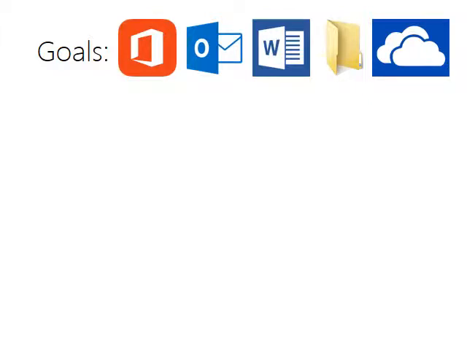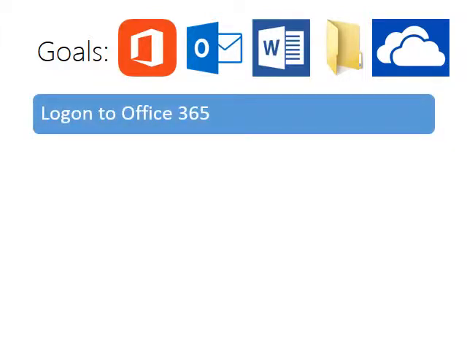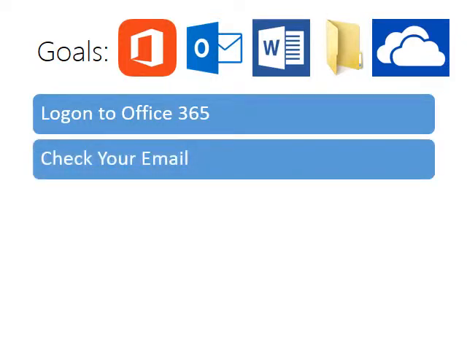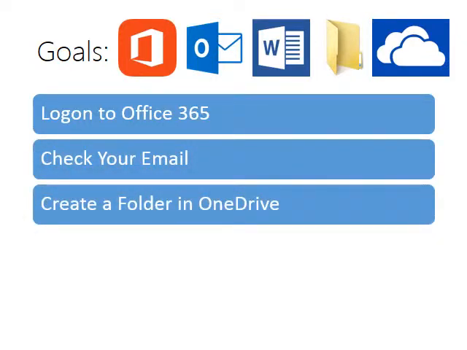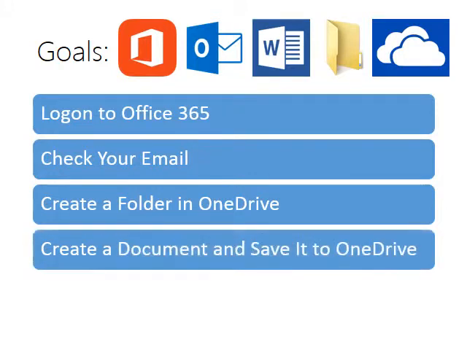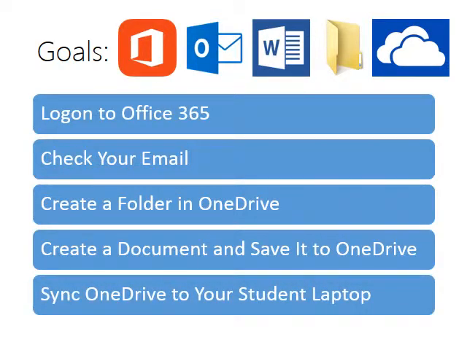Today you are going to be practicing using Office 365 and making sure that you can access your email, set up folders, create a document, and save it to OneDrive. To do this, you'll complete 5 specific tasks in OneDrive. You'll start by logging on to Office 365. Then you'll check your email. You'll create a folder in OneDrive. Then you'll make a document in Microsoft Word, and you'll save it to your OneDrive. Finally, you'll sync all your files from OneDrive to your laptop and spend any extra time organizing them.